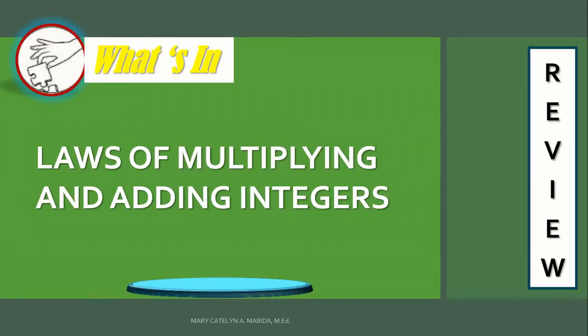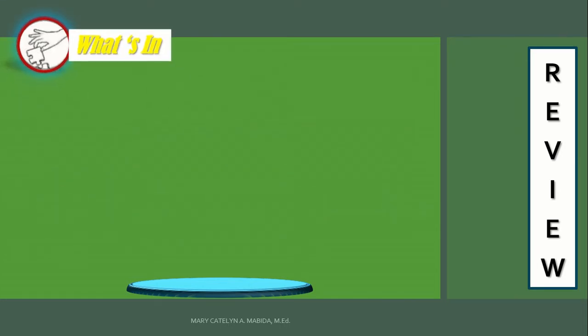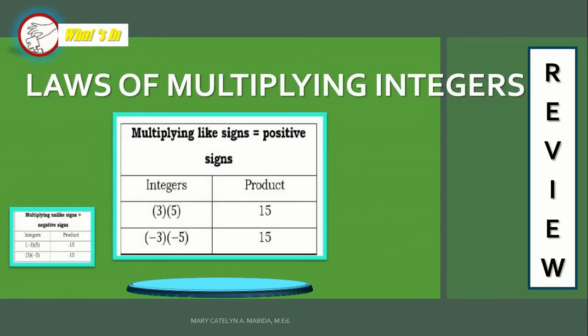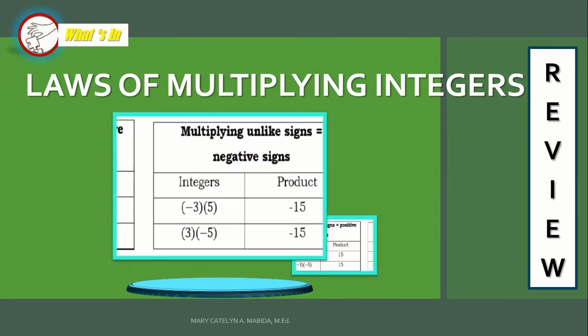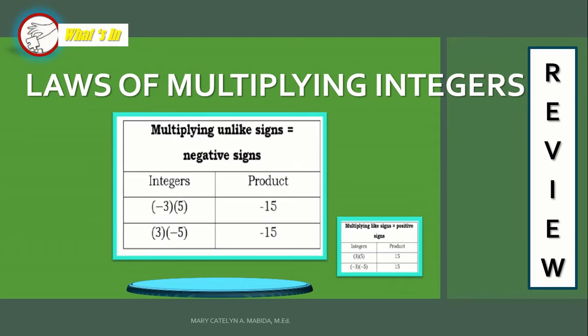What's in? Now let us review the laws of multiplying and adding integers. Now let's move on to laws of multiplying integers. There are two laws of multiplying integers. Number 1, multiplying like signs. And number 2, multiplying unlike signs. Alright, let's get started.